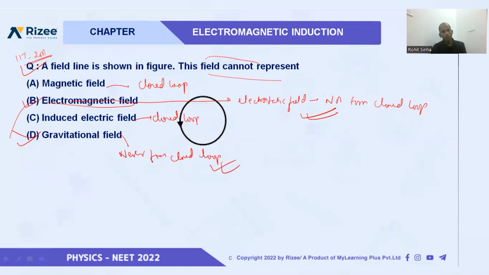Only closed loop is formed by magnetic field and induced electric field. Okay, having any problem? Just remember, these are important facts.